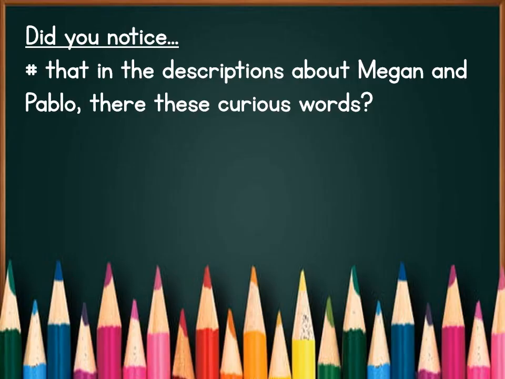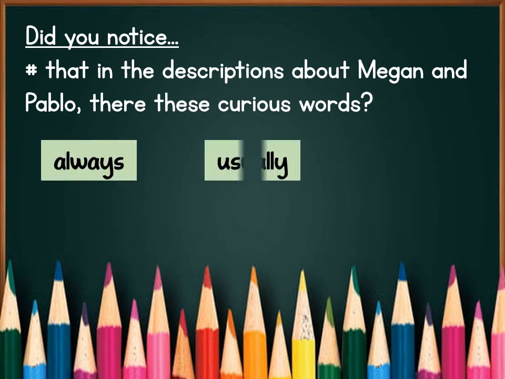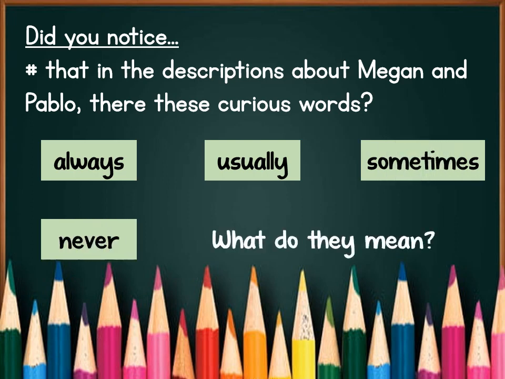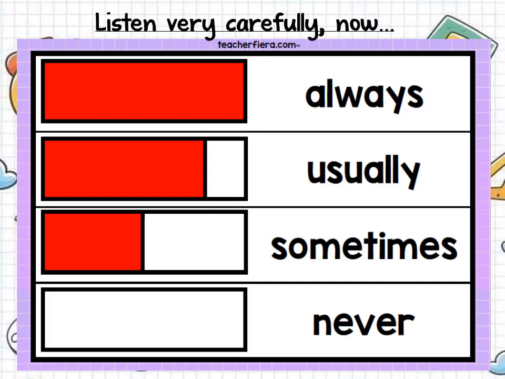Now, did you notice when you were reading about Megan and Pablo that there are these curious words in the text? They are always, usually, sometimes, and never. What do you think they mean? Listen very carefully now. I'm going to explain about the adverbs of frequency that I mentioned earlier in the lesson. You are going to learn these 4 adverbs of frequency, which shows you how frequent something happens, how often something happens, berapa kerap dia berlaku.